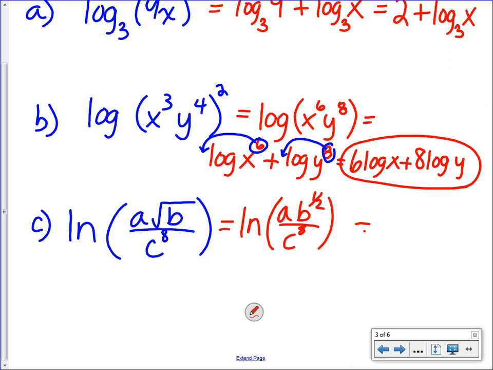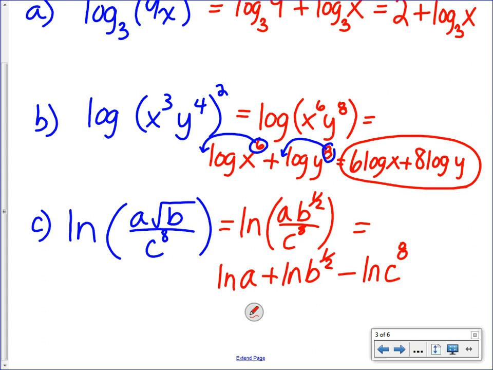Okay, then we're going to break apart the expression. So remember, if you're multiplying, you're going to add the logarithms. If you're dividing, you're going to subtract. So this will become the natural log of a plus the natural log of b to the 1/2 power minus the natural log of c to the 8th power.